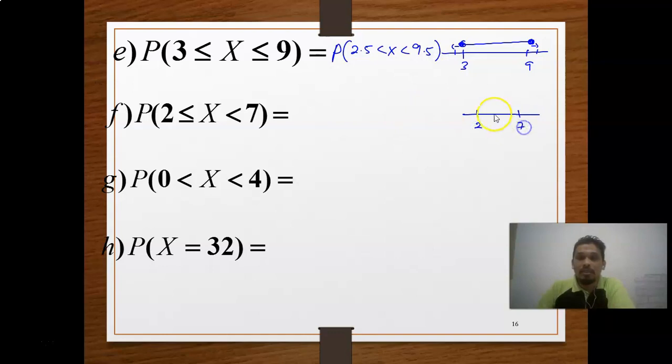2 and 7. Okay. So this time it includes 2, so we take an extra step to the left, minus 0.5. And this one does not include 7, so we minus 0.5 here. Okay. 2 minus 0.5, 1.5. And 7 minus 0.5, 6.5.